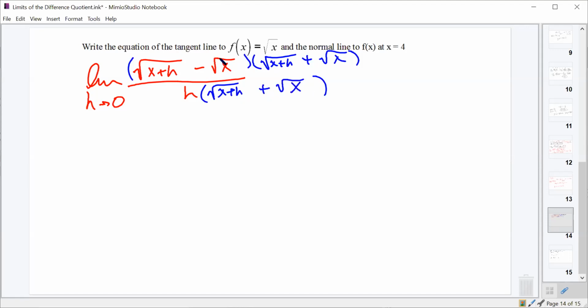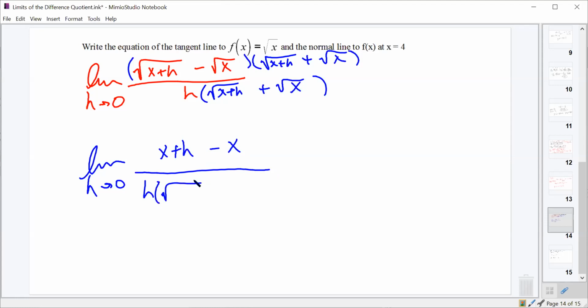In the numerator, root x plus h times root x plus h should just be x plus h. And root x plus h times root x should cancel with root x plus h times negative root x. And all we'll have left is minus root x times root x, or minus x. And we've still got the h times the root x plus h plus root x in the denominator. Everybody good with that or no?